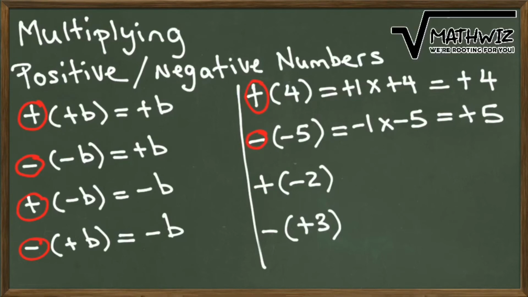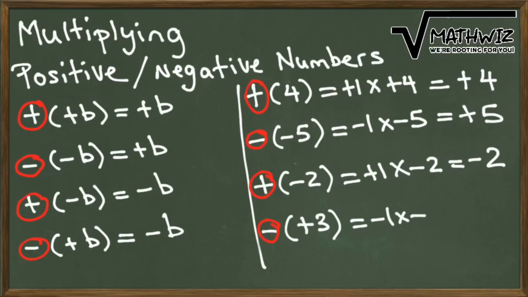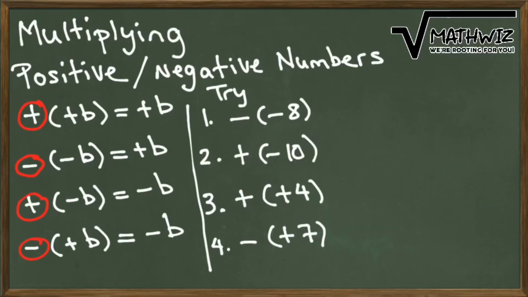We then have this plus on the outside, so we know this is really saying plus 1 times minus 2, right? And so then that becomes a positive times a negative is a negative, and 1 times 2 is 2. Right? You then have the negative. So you say negative 1 times positive 3, and negative times a positive is a negative, and 1 times 3 is 3. So go ahead and try these on your own.